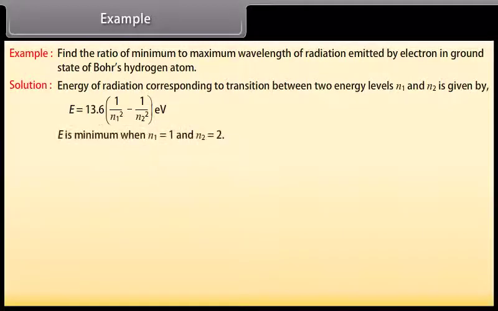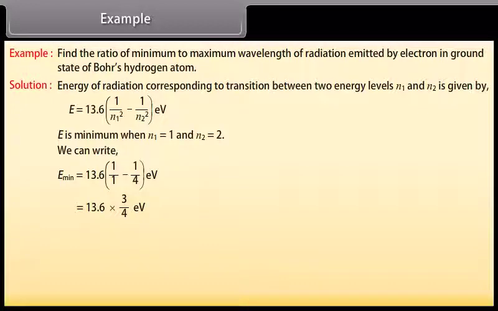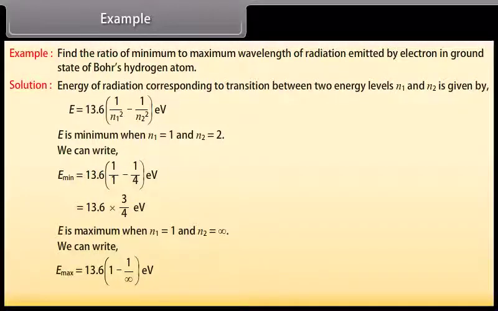E is minimum when n1 = 1 and n2 = 2. E minimum is equal to 13.6 × 3/4 electron volt. E is maximum when n1 = 1 and n2 is infinity. E maximum is equal to 13.6 electron volt.